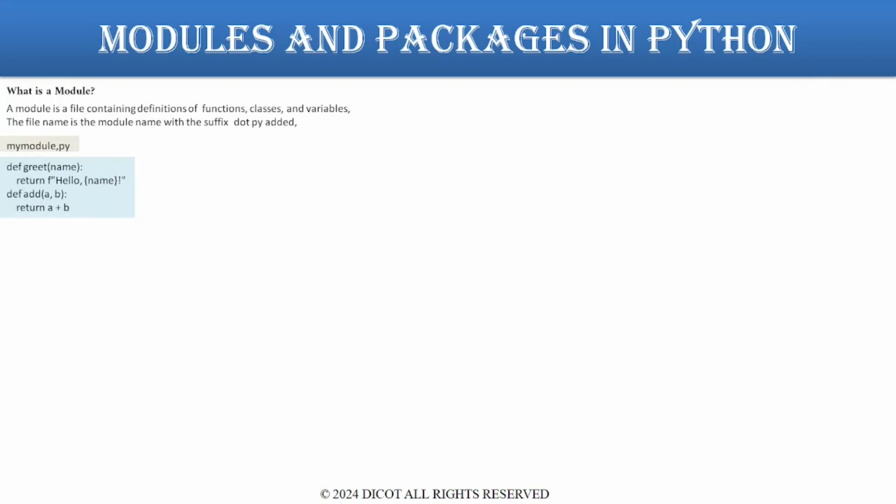What is a module? A module is a file containing Python definitions and statements. The file name is the module name with the suffix .py added. Modules can define functions, classes, and variables, and they can also include runnable code. Example, let's create a module named mymodule.py with the following content.